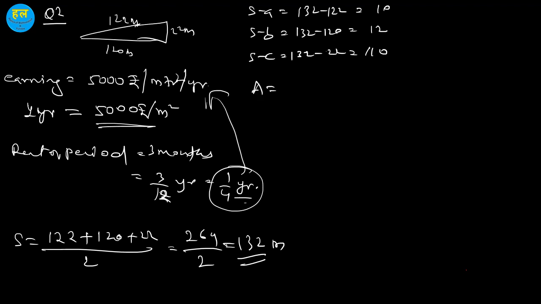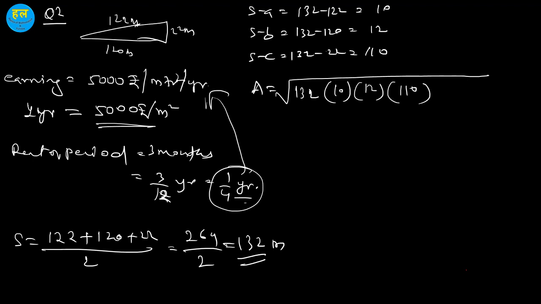So to find the area of the triangle, we will put these values in Heron's formula, where A is equal to S, that is 132, into S minus A into S minus B into S minus C. Again, when we factorize 132, what we get?